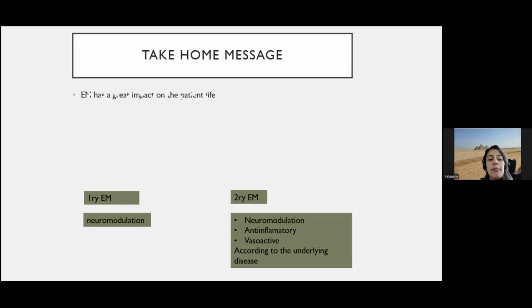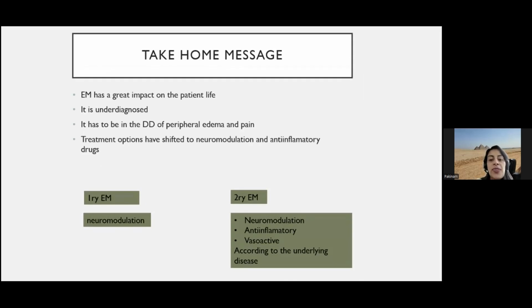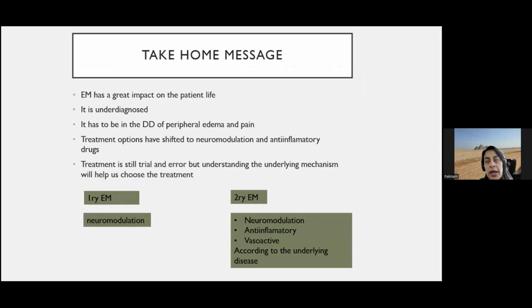So our take-home message is that for primary erythromelalgia, think of neuromodulation. For the secondary, according to the underlying disease and proper understanding of whether it's neural or vascular or interconnected, we can use neuromodulation, vasoactive drugs, and anti-inflammatory drugs.